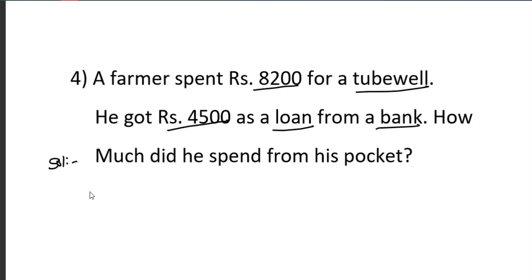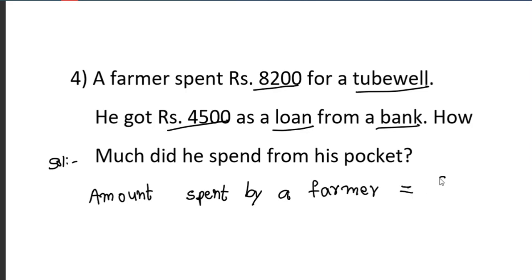Okay children, what is the first step, children? The total amount spent. Who spent this amount? The farmer. Spent by a farmer. Why did he spend that amount? For a tube well. So just write like this: amount spent by a farmer. How much did he spend, children? 8,200.